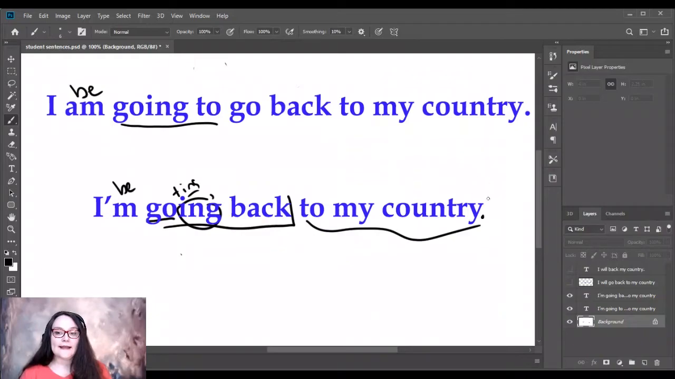Normally, I would add a time clause to make a present continuous sentence indicate future. But in the conversation, both of us knew that we were talking about this summer. And so the time clause was understood to be this summer. And so I'm not going to say that again in my conversation, but my sentence is still going to be, I'm going back to my country.